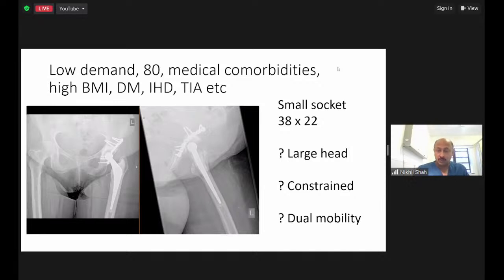The other issue, of course, was that she had a very small socket. So you can't really use much of a larger head. None of the constrained bearings fit inside such a small socket. Even the G7 has got limitations. And certainly even the smallest dual mobility does not fit. I thought of getting a custom dual mobility manufactured, but the French company said that they were not able to manufacture such a small one because the manufacturing tolerances would not be considered safe for implantation.